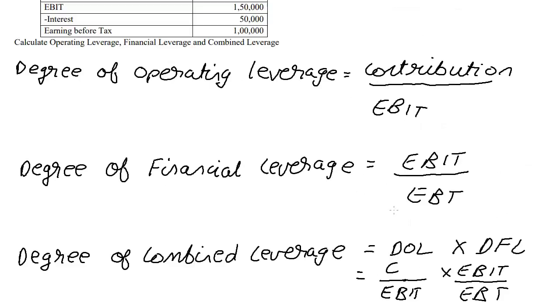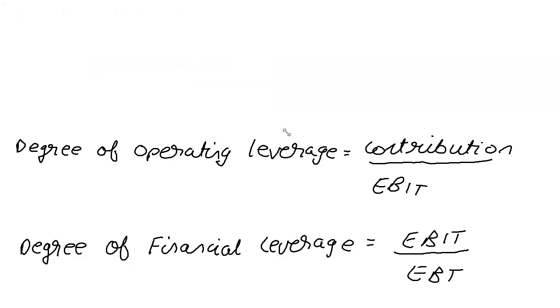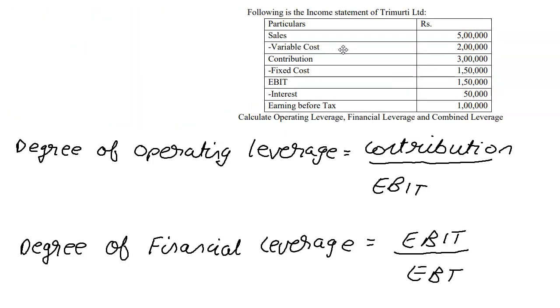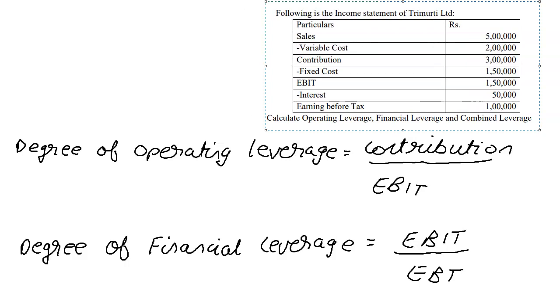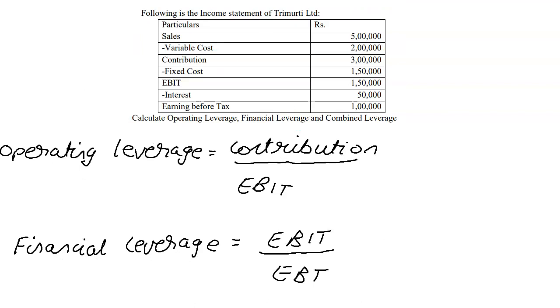Now, while this is a simple sum and you simply need to get the answer, I'm going to use this to help us get a better insight into this particular chapter. Let's say you have your formula. I'm just going to take the question and put it here so that we can watch the substitution. This is operating leverage, financial leverage, combined leverage. We have contribution as 3 lakhs, EBIT as 1 lakh 50. So it's equal to 3 lakh upon 1 lakh 50 thousand, which is equal to 2.